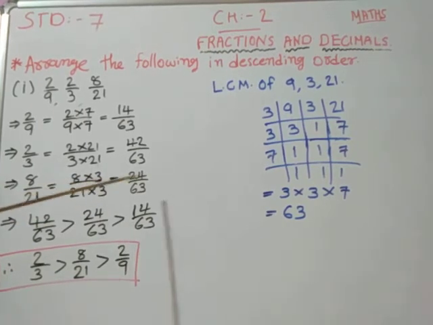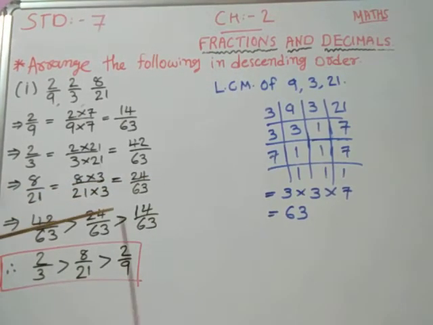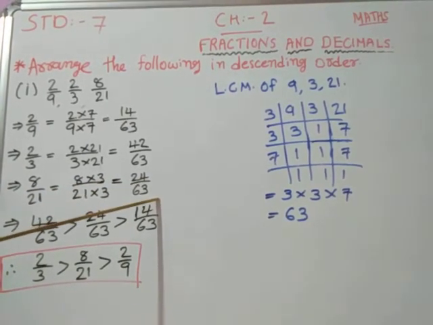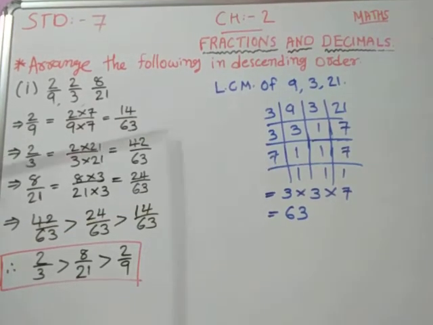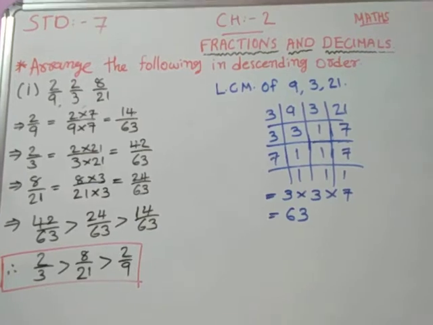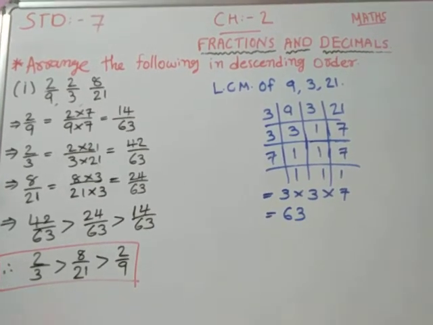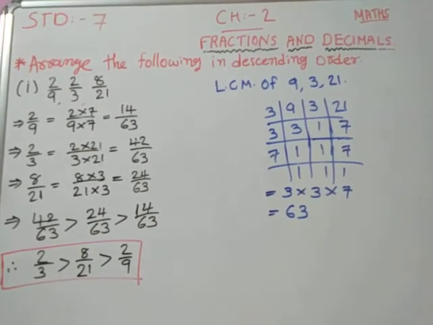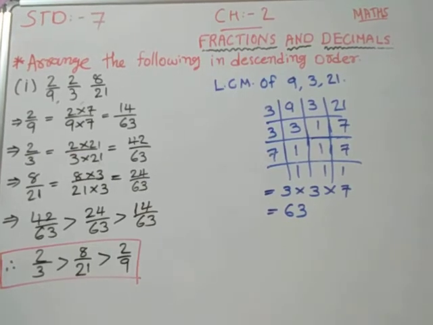8 multiply 3 is equal to 24. 21 multiply 3 is equal to 63. Now just check this 3. All the denominators are same. Now we have to arrange these numbers into descending order. To arrange the numbers in descending order means we have to arrange the numbers from largest to the smallest.